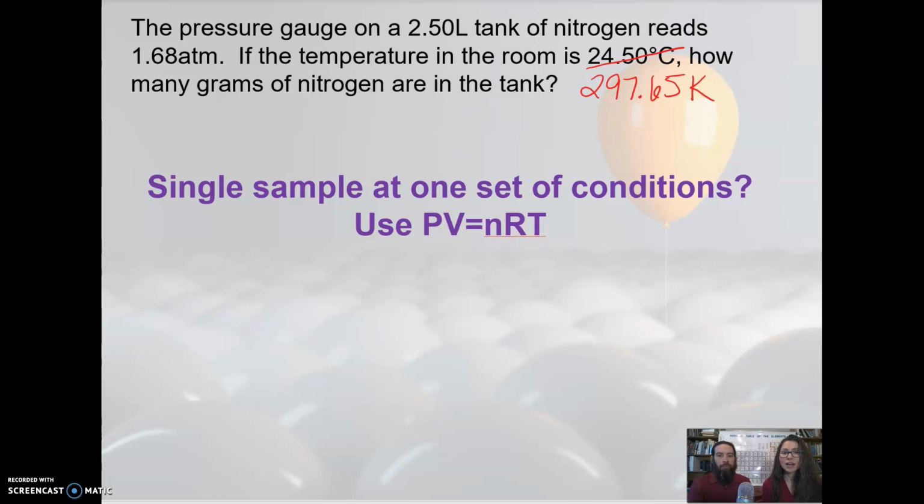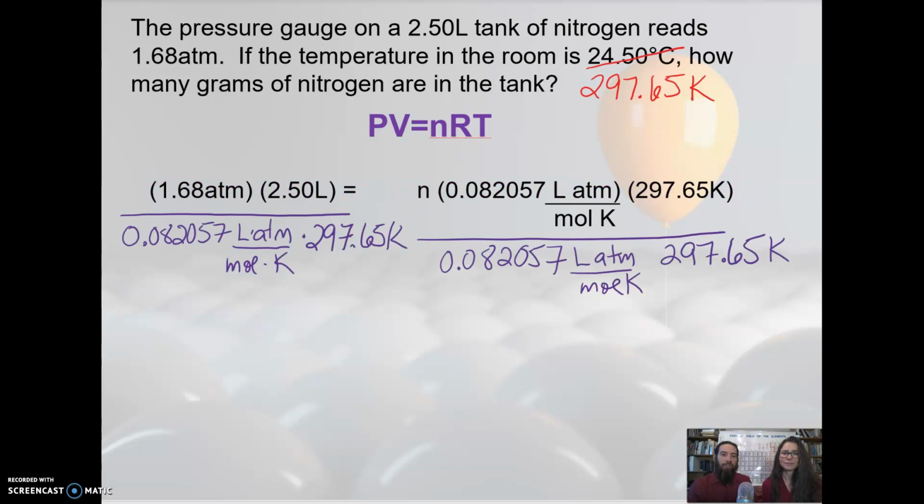So here we put it into Kelvin. It's one single sample at one set of conditions. So this means we're going to use PV equals nRT. We're not changing conditions. We're just going to solve and find out the moles, and then we can go to grams. That's where this one gets a little tricky because there aren't grams in the equation, but we have pressure, volume, amount in moles, and we can go from moles to grams, as long as we know what the gas is. It's nitrogen, and be careful, that's N2. So when you get the molar mass, we're going to have to use the molar mass of nitrogen. But I'm getting way ahead of myself.